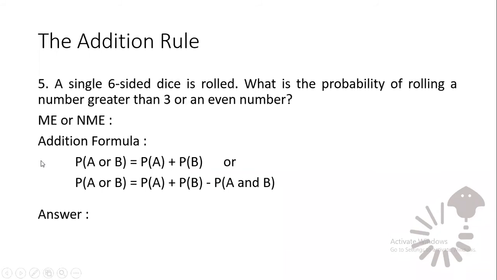A single six-sided dice is rolled. What is the probability of rolling a number greater than 3 or an even number? So, what is the probability of getting greater than 3? Ano ba yung mga greater than 3? So, you have 4, 5, 6. Or, what is the probability of getting even number? Ano yung even number between 1 to 6, the dice? 2, 4, 6. So, is this mutually exclusive, non-mutually exclusive? Non-mutually exclusive.